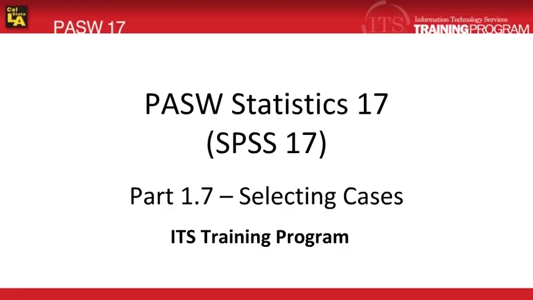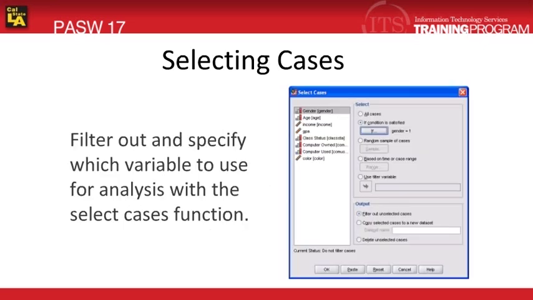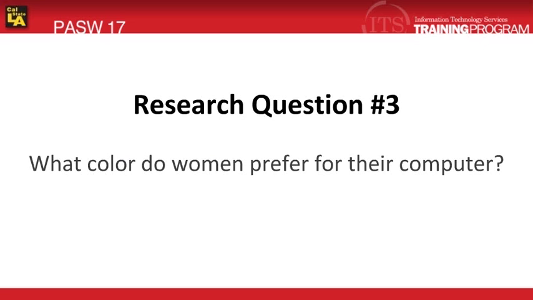This module will cover how to select specific cases for your analysis. Depending on your analysis needs at the time, you may not need to consider each one of the groups in a variable that you're working with. If this is the case, you can filter out and specify specific groups within the variable that you're looking at. For this module, we want to select only the female cases in order to answer our next research question, which asks, which color do women prefer for their computer?